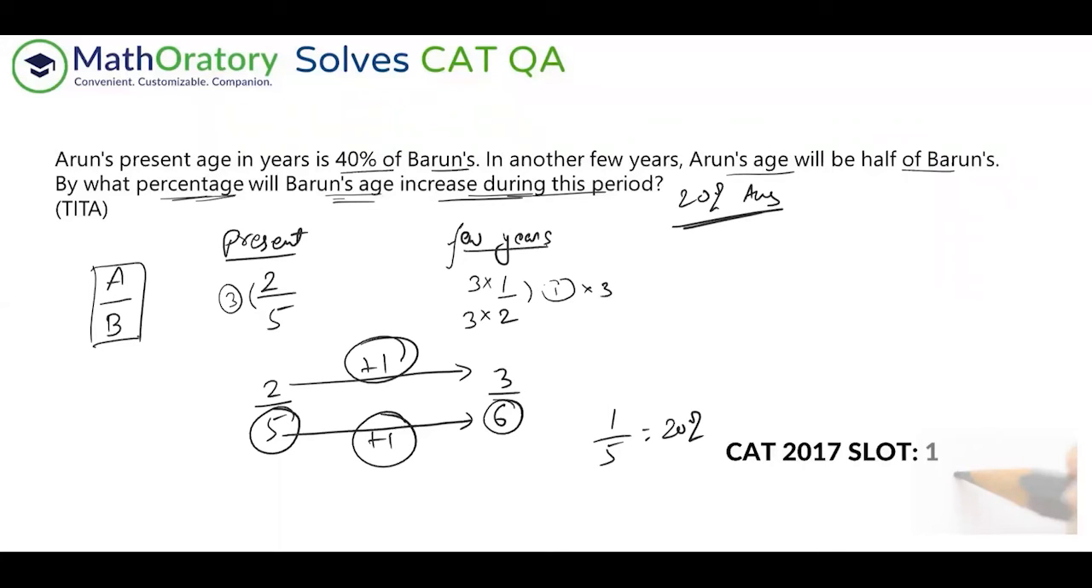Even if you solve using variables, you can consider something like this: 2x and 5x are the ages initially. After some n years, the age ratio becomes 1 by 2. Once you do this, you will get a relation between x and n. Assuming that Barun's age initially was 5x, after that many years, the age becomes 5x plus n. Now you put down those values. Let me show this method as well.